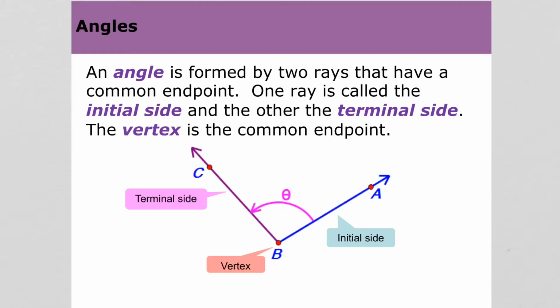The initial side is the initial ray, and then the other side, the terminal side, is created when you rotate it to a certain angle and draw the other ray. The vertex is the point where both those rays start.